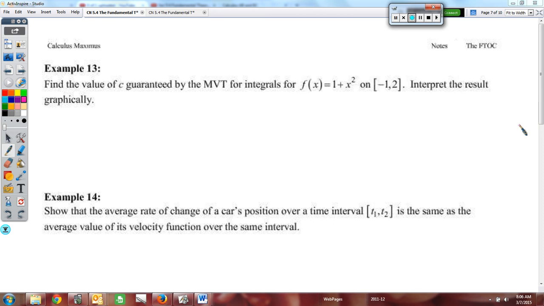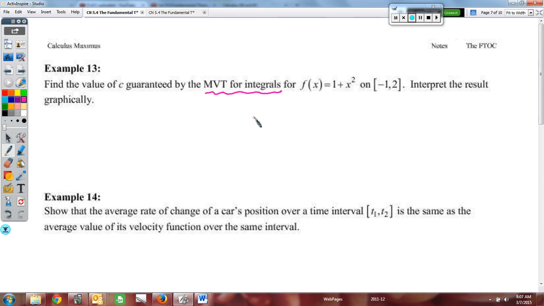All right, so now we're going to take a look at the examples in this set of notes that will look at applications of both the fundamental theorem of calculus part 1 and 2, as well as the mean value theorem for integrals. And we're going to start with the mean value theorem for integrals.